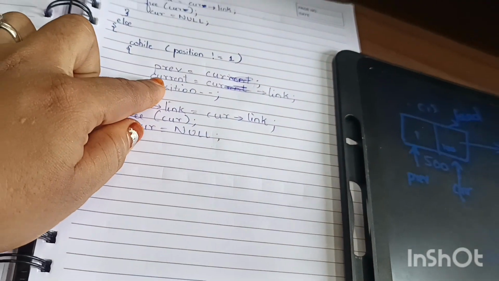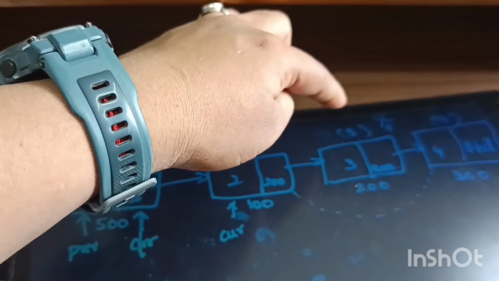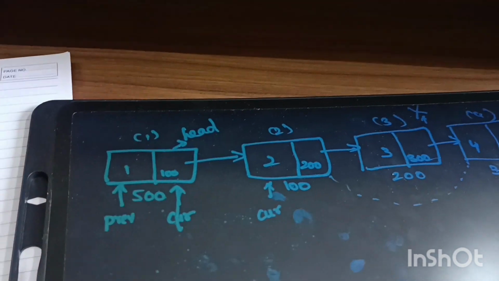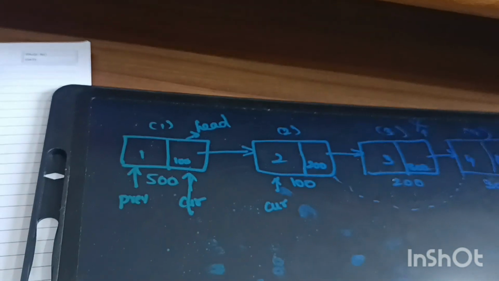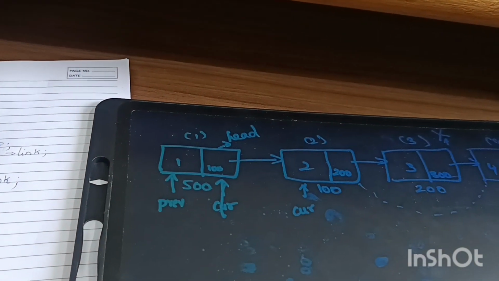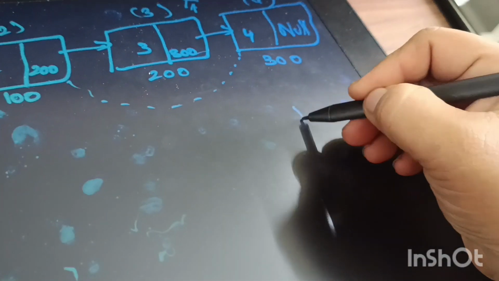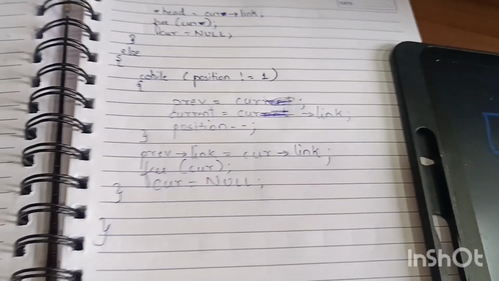Now next one is what? Position equals position minus 1. Position was 3. Now it comes to 2. So now position is 2. Now it will come here. Whether position is equal to 1? No, it is 2, right? Position is 2 now. As I told, minus minus, so position is 2. 2 is not equal to 1.